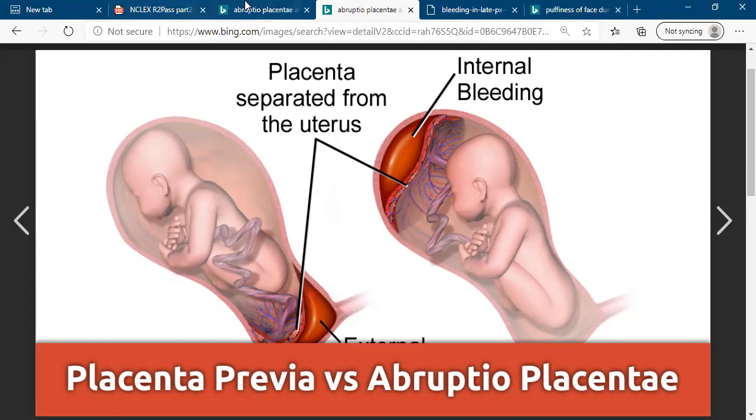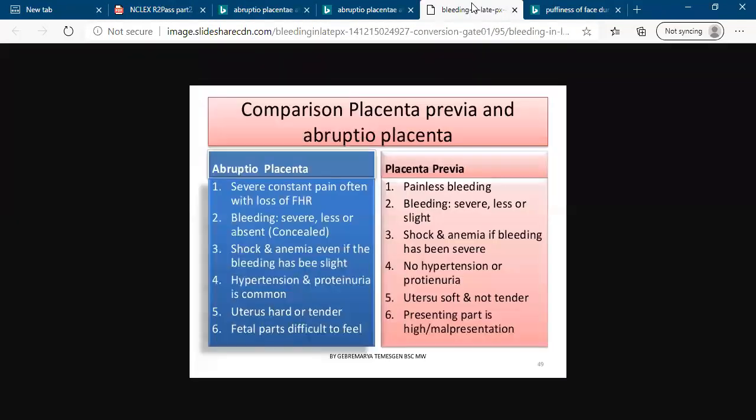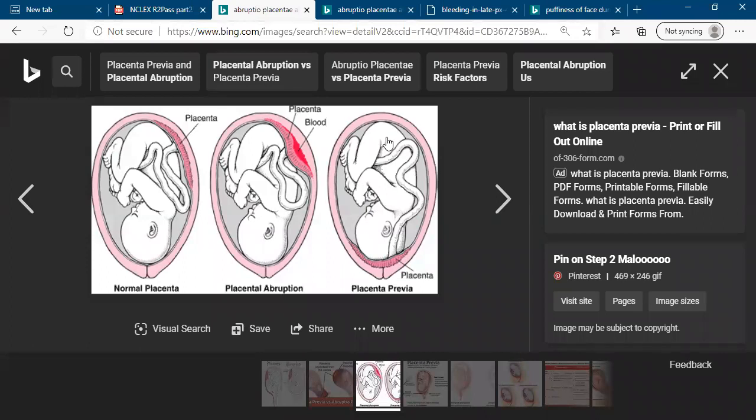So in case of placenta previa, the bleeding is sometimes very severe or mild, but it is painless. The bleeding occurs, but it's painless bleeding. In placenta previa, I said painless bleeding is the character, and also the blood is red and the uterus is soft and non-tender.